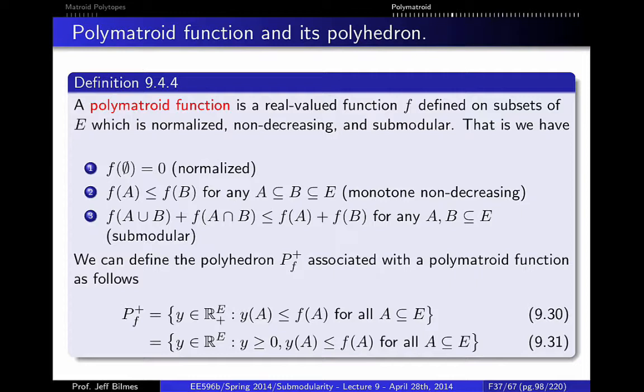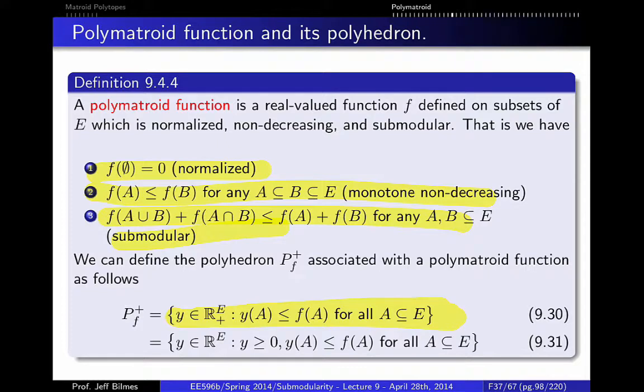A polymatroid function, we know what that is, right? Basically, we're saying it's a normalized monotone non-decreasing submodular function. We've seen this before. And we can also define a polyhedron associated with that submodular function. So very similar to what we did with respect to the rank polyhedron, we're going to define a polymatroidal polyhedron. And the polymatroidal polyhedron is defined by doing exactly the same thing as we did for the rank polyhedron, but rather than using the rank function, we're using the polymatroid function.